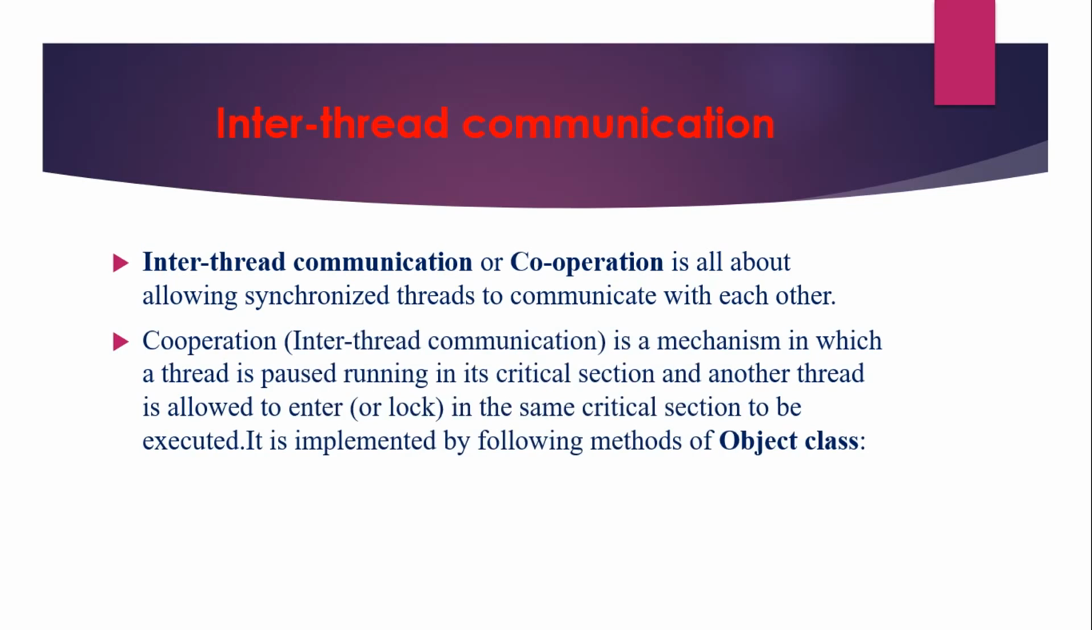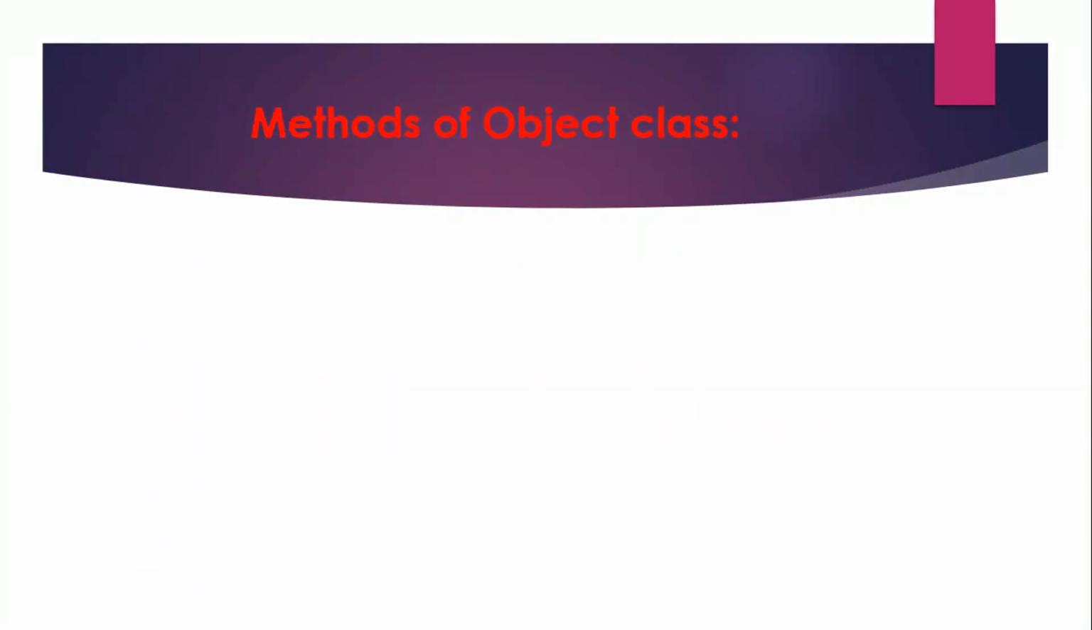Cooperation, or inter-thread communication, is a mechanism in which a thread is paused running in its critical section and another thread is allowed to enter the same critical section to be executed. It is implemented by the following methods of the Object class. The first method is wait, the second is notify, and the third one is notifyAll. Let's discuss the methods of the Object class in detail.